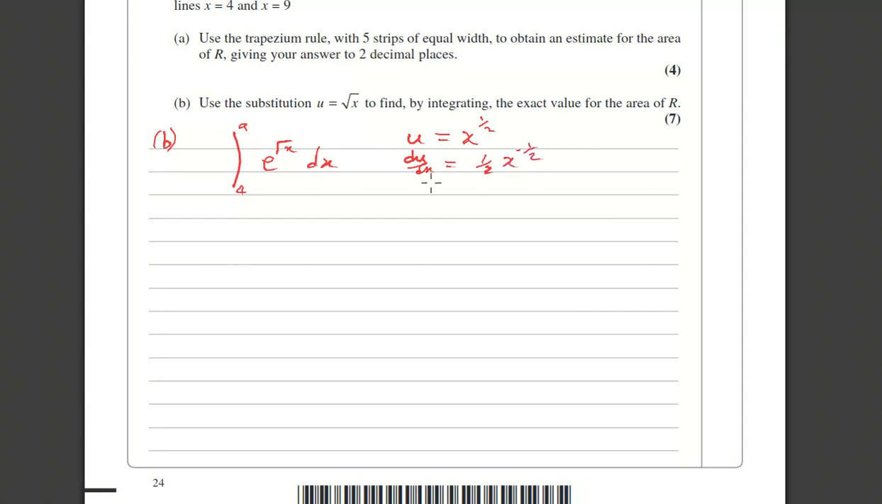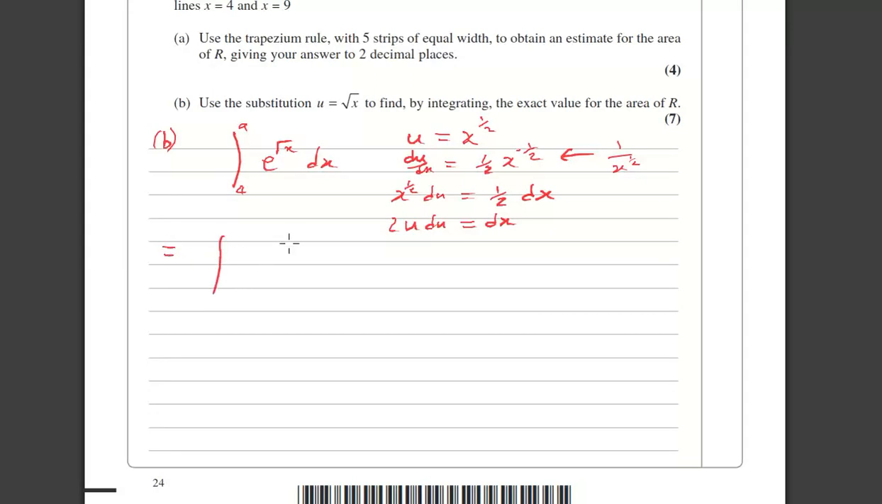Now that's the same as saying x to the half du is a half dx, because that is in fact 1 over x to the half. So you can times the x to the half over. But that's the same as saying u du, or 2u du if you like, is going to be the same as dx. So it's telling me how I can swap things.